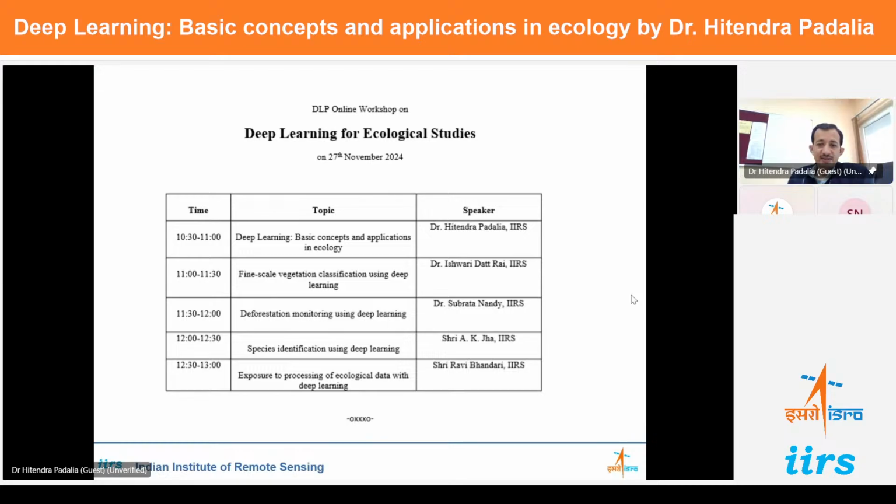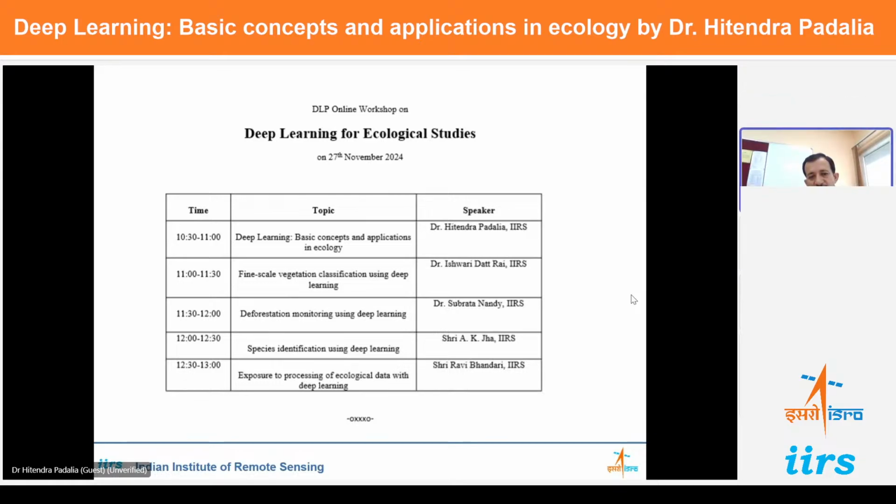Then it is followed by a lecture from Shri A.K. Jha, a scientist at the geoinformatics department at IIRS. He will be talking about species identification using deep learning. At the end of the workshop, Shri Ravi Bhandari, a scientist at IIRS in the distance learning and geoprocessing department, will give you a demo on how you can process satellite data for habitat classification. So you will have some hands-on, demo experience of this particular implementation of deep learning. So this is in a nutshell about this workshop.